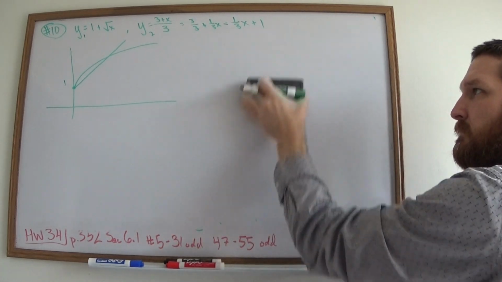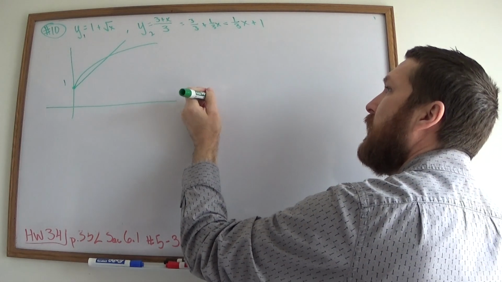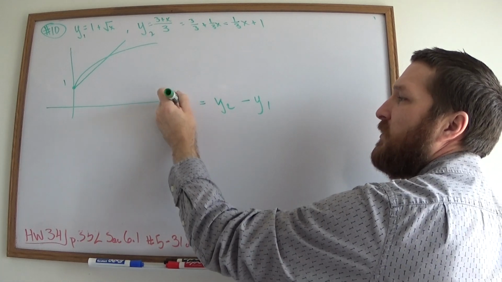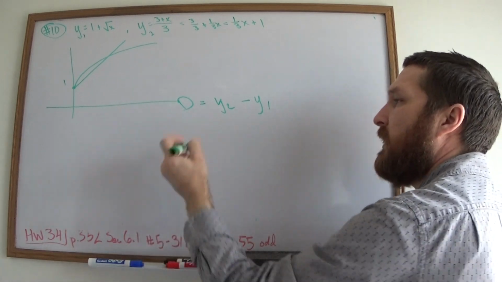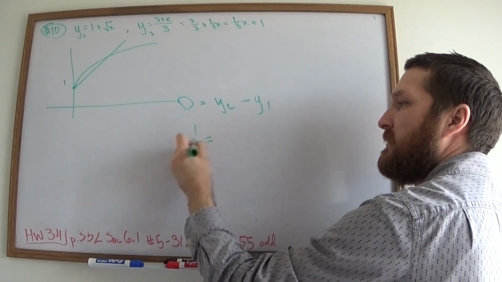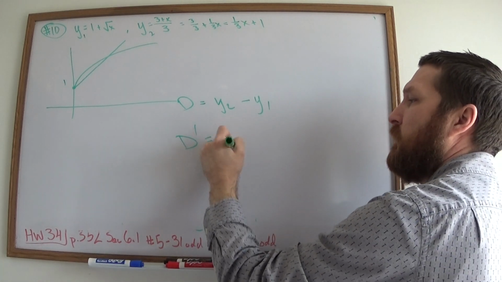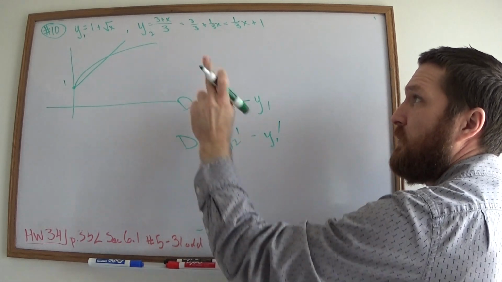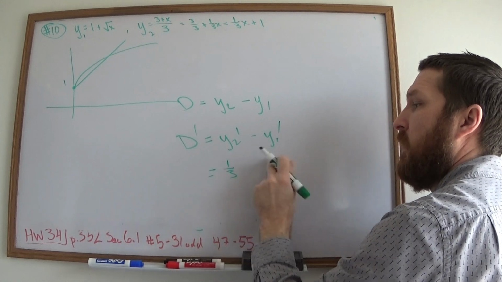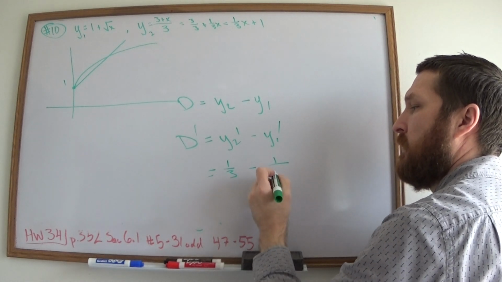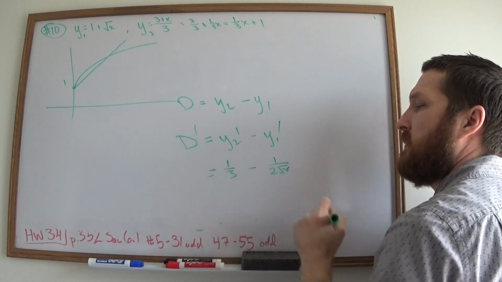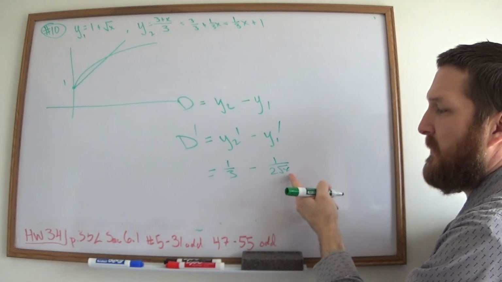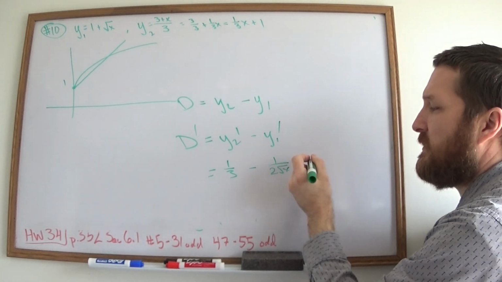I don't want to do that. So y2 is the bigger one, minus y1 is the smaller one, so that's the distance. The derivative of the distance would be y2 prime minus y1 prime, which is 1/3 minus 1 over 2 root x.